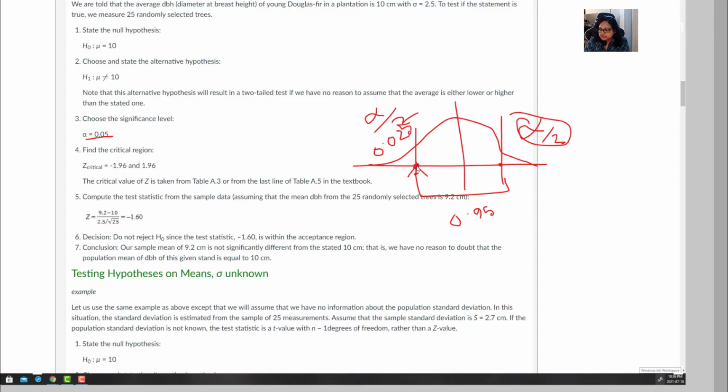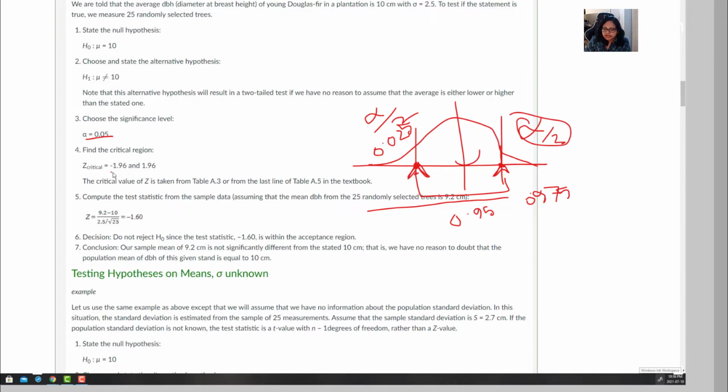This point has probability 0.025, and the probability up to here under this curve is 0.975. How do we know that? Because this area is 0.95, and this is 0.025. If I sum them, it will be 0.975. That means we need to find the z value in the z table. What is the critical value for 0.025 and 0.975?